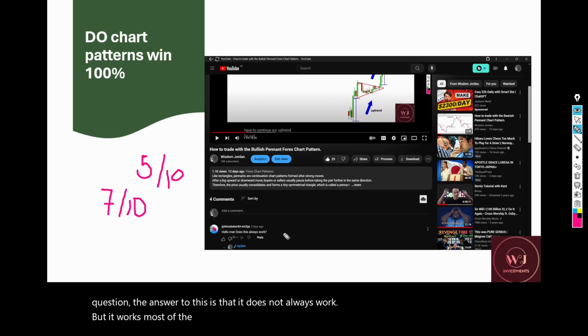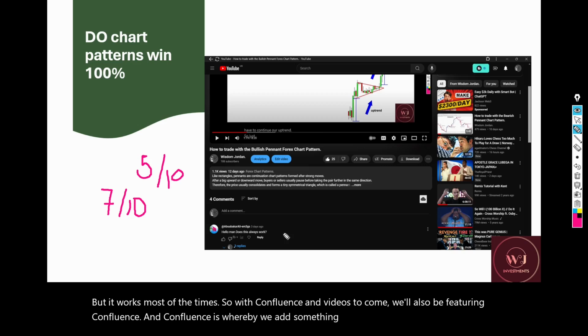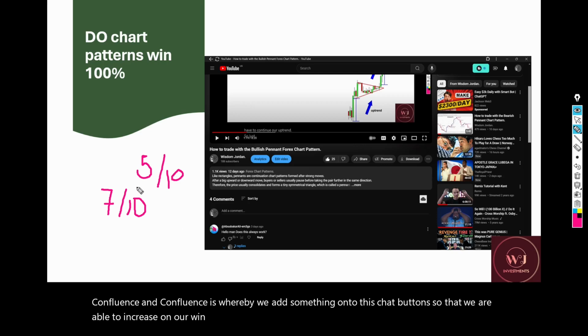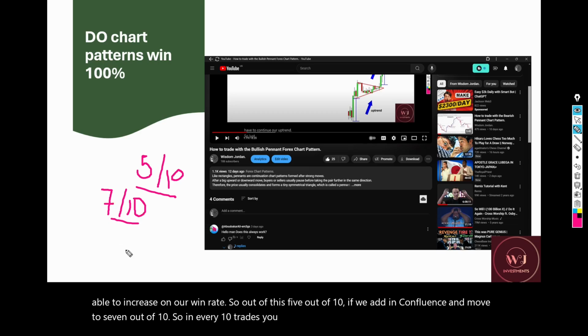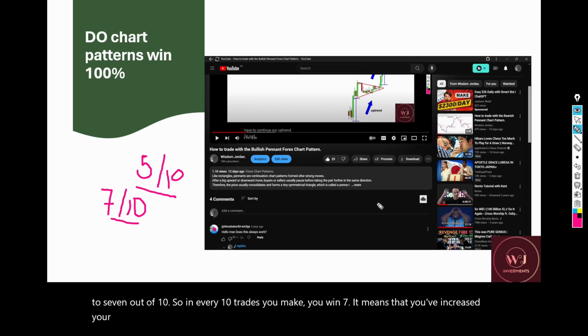With confluence, and the videos to come will also be featuring confluence, confluence is whereby we add something onto these chart patterns so that we are able to increase our win rate. So out of this 5 out of 10, if we add in confluence and move to 7 out of 10, so in every 10 trades you make, you win 7, it means that you've increased your account profitability.